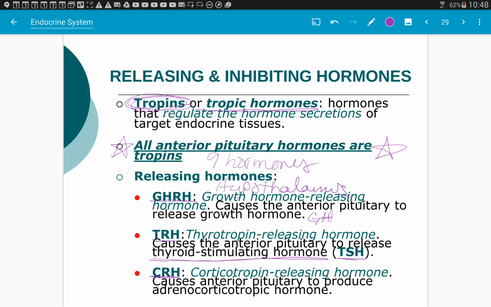The next one, CRH, corticotropin releasing hormone. This one's really interesting because it goes to the anterior pituitary and it produces adrenocorticotropic hormone. This hormone is going to travel through the bloodstream and it affects the cortex of the adrenal gland. That's where you have the hormones in that class.